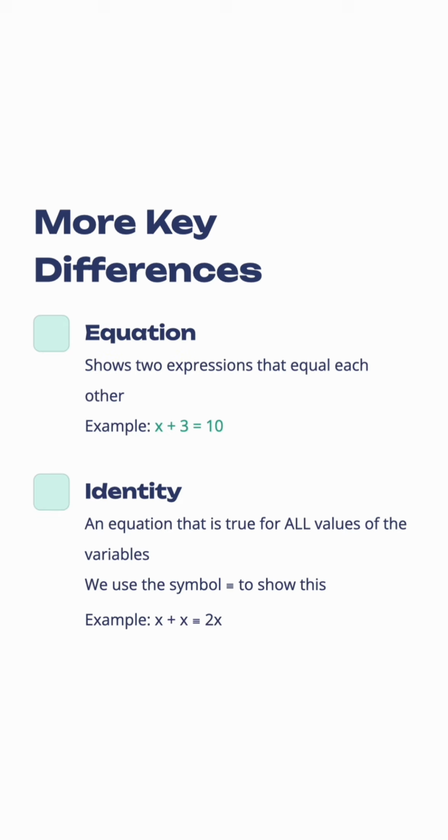An identity is an equation that's true for every possible value of the variables. We mark these with 3 horizontal lines instead of a regular equal sign. For example, x plus x is identical to 2x, no matter what value x represents.